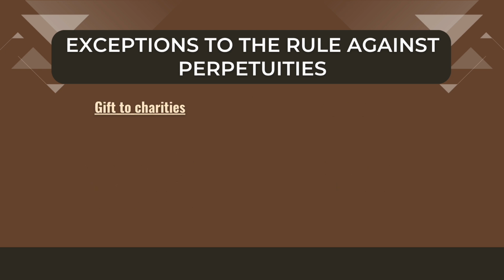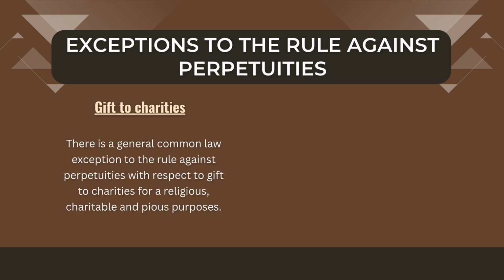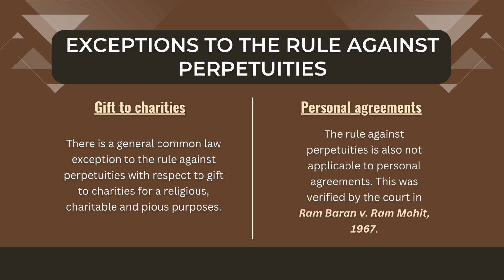Another which can be considered is gift to charities. There is a general common law exception to the rule against perpetuity with respect to gift to charities for religious, charitable and pious purposes. Another important aspect of exception is personal agreements. The rule against perpetuities is also not applicable to personal agreements. This was verified by the court in Ram Baran versus Ram Mohit of 1967.